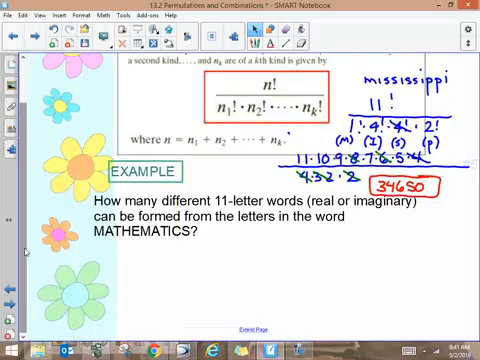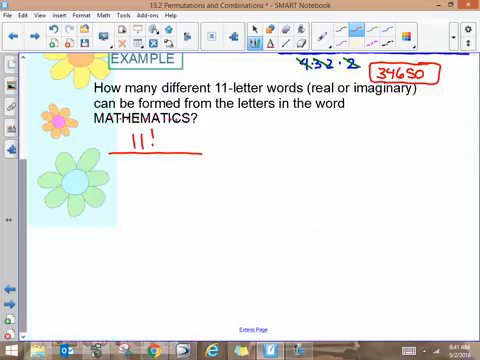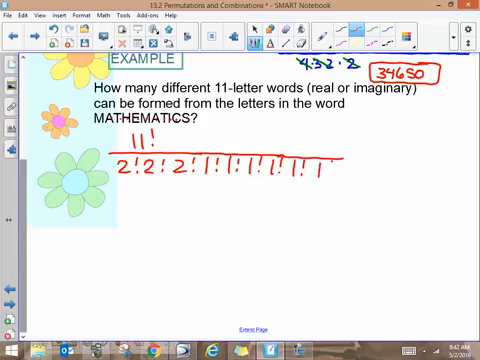Okay, so have you done the 11-letter words, real or imaginary? So there's 11: 1, 2, 3, 4, 5, 6, 7, 8, 9, 10, 11. Okay, can be formed in the word mathematics. All right, so what's on the bottom here? 2 factorial, 2 factorial, 2 factorial, and then the rest of them are ones. 2, 4, 6, 7, 8, 9, 10, 11. That's annoying, but just to be consistent, you don't have to do that. Just remember that this should add up to be 11. So I've got my M's here, my A's here, and my T's, and that's the only thing that repeats.